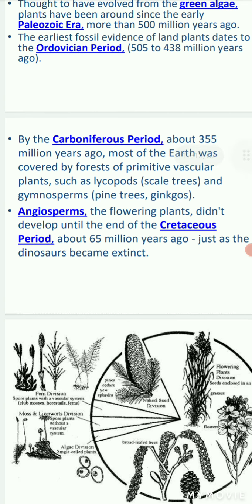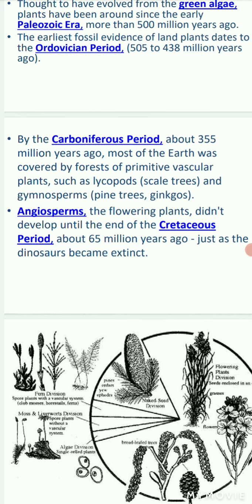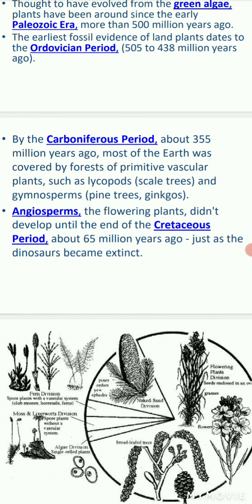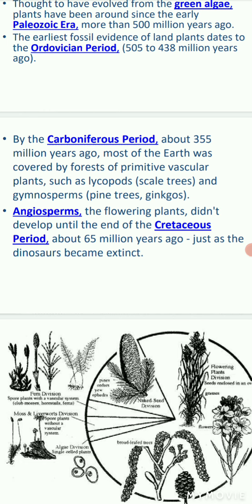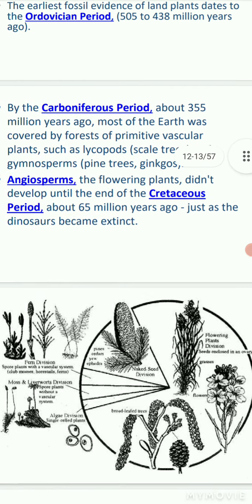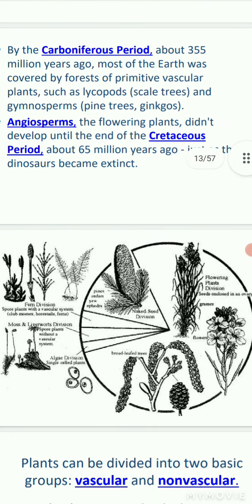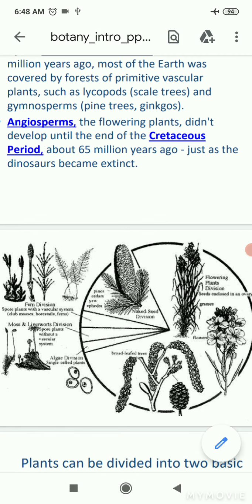They developed about 65 million years ago, just after the dinosaurs became extinct. And here are the small plates or images which can give you an idea about ferns, then mosses, then some algae, and how they look. So this flowering plant is nothing but an angiospermic plant. These are monocotyledons.